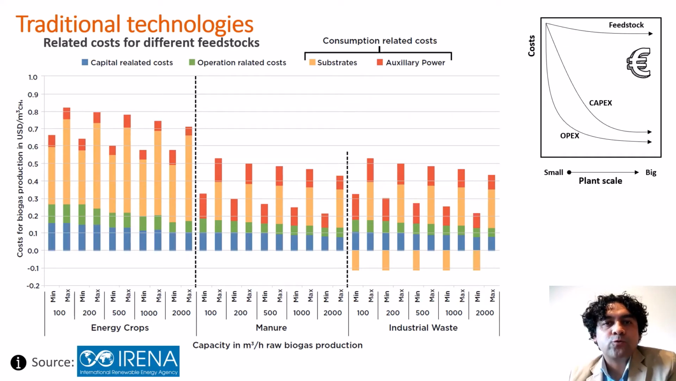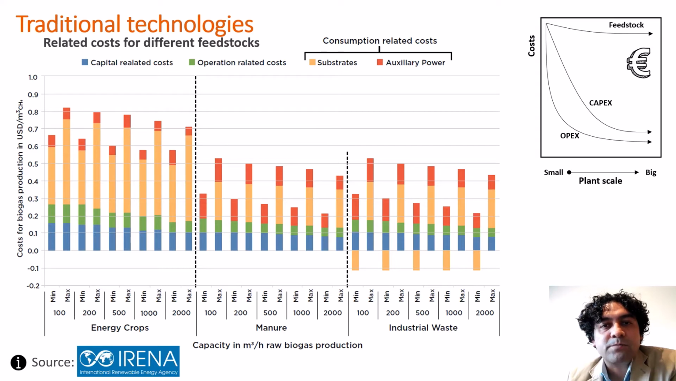The total cost of biogas production from anaerobic digestion depends mainly on the prices of feedstocks and the plant capacity. In general, both capital and operation costs decrease significantly with the plant scale, while consumption-related costs, especially for feedstock supply, only decrease slightly with larger plant capacities. Operation-related costs include, above all, costs for maintenance and repair, as well as labor costs.